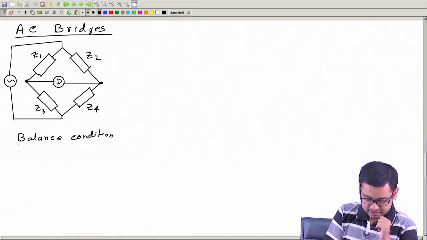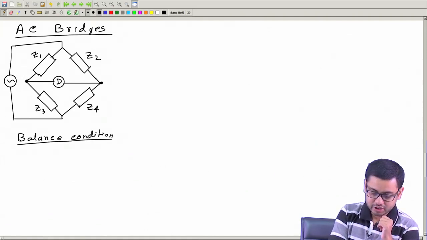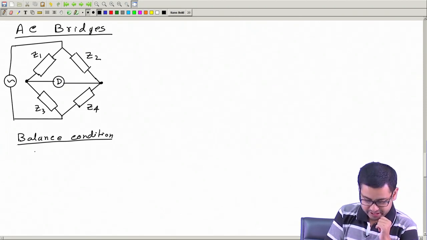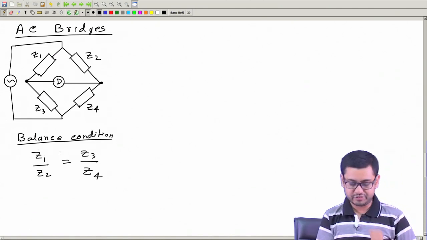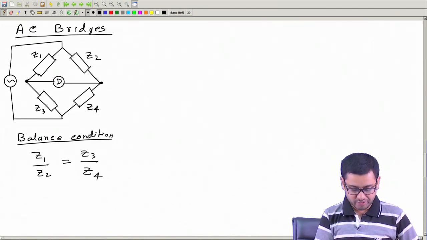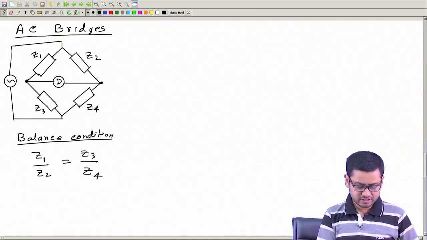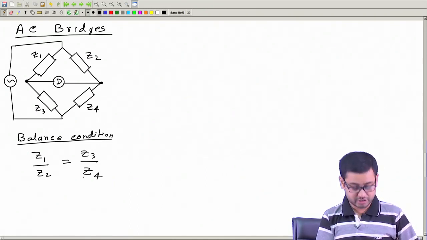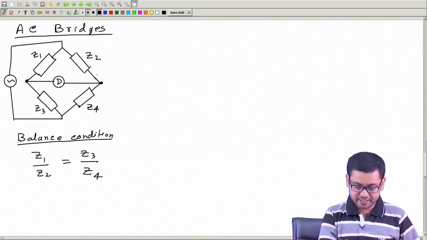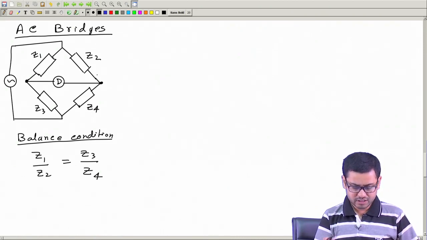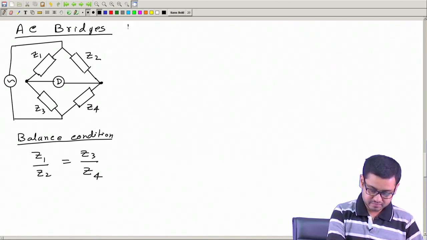Okay. Then the balance condition, once again like the Wheatstone bridge, will mean that Z1 by Z2 is equal to Z3 by Z4. This is what we have seen for the Wheatstone bridge as well. There we write R1 by R2 equal to R3 by R4. Now, it is general impedance instead of resistance. And how do we obtain this balance condition? Once again, it is very simple to derive.